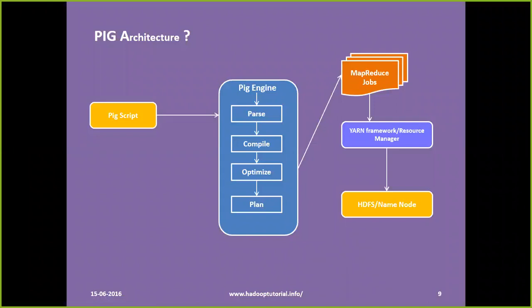So now, this is already an existing cluster that we already talked about. HDFS is for storage purpose, YARN is for resource management, and MapReduce jobs are the processing engine for processing the data. Now, on top of this existing architecture, we have this as one layer.